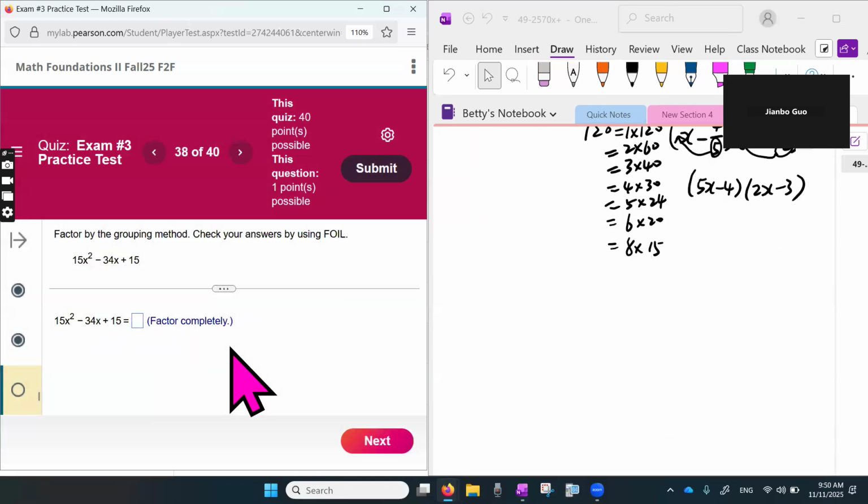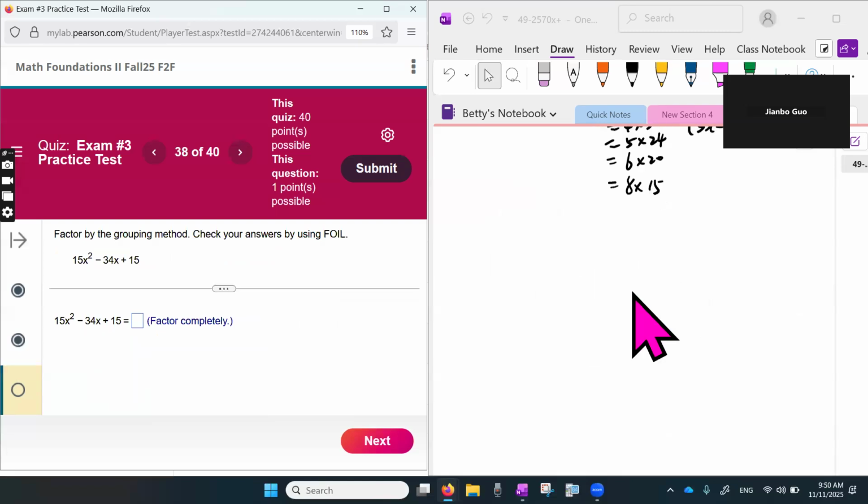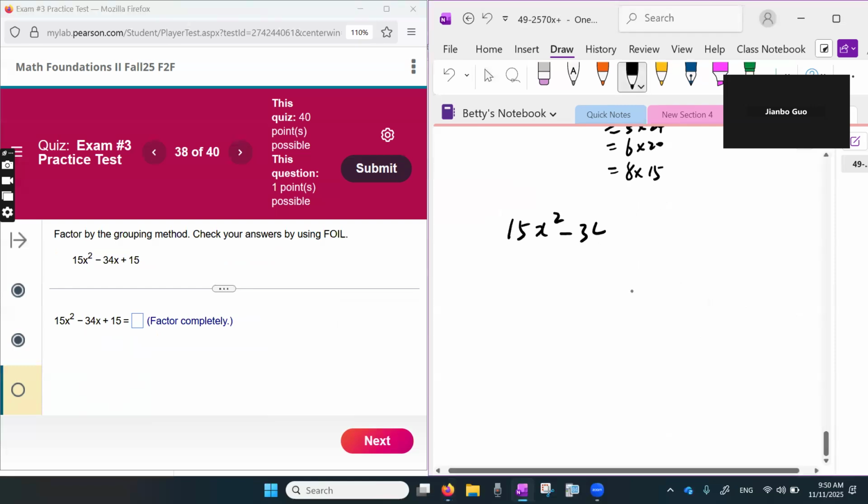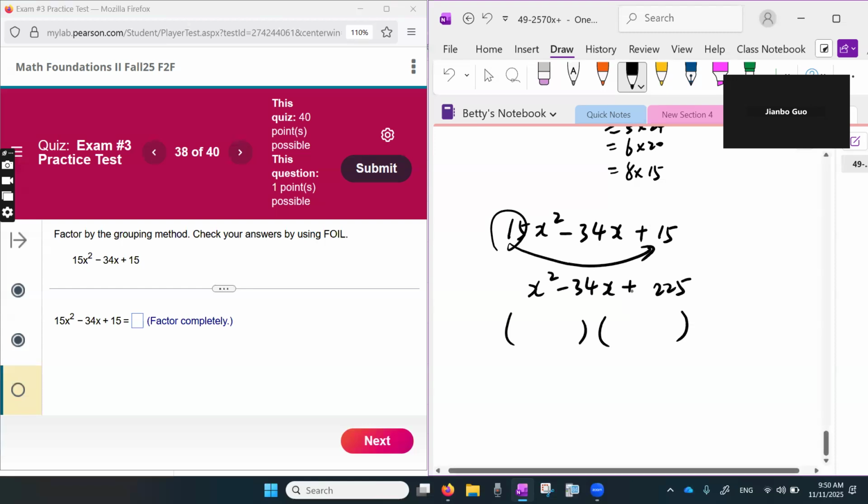38. Factor. GCF is 1. Nothing can factor out because 34 is 2 times 17. GCF is 1. So we're going to use the slide method. Okay, so slide, we got 225. Also, the two numbers are going to be negative because they multiply to positive 225 and add up to negative 34.